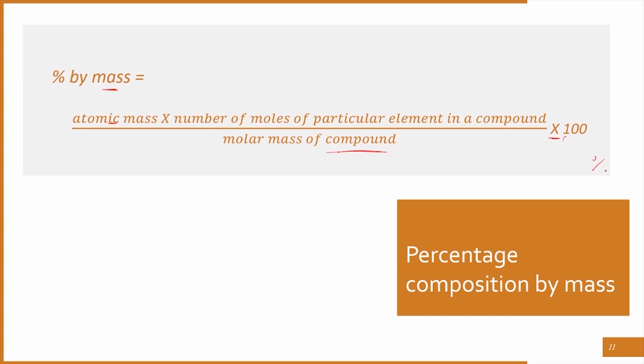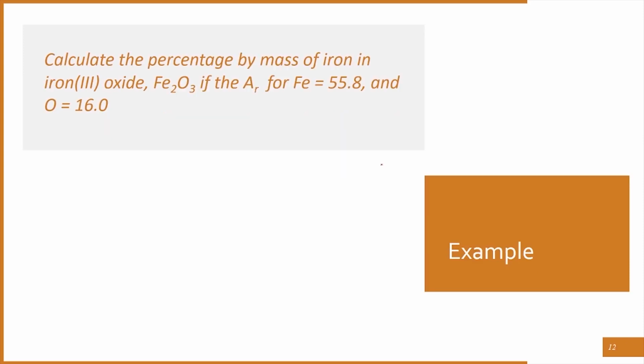Let's look at this example. Calculate the percentage by mass of iron in iron 3 oxide, Fe2O3, if the relative atomic mass value for iron is equal to 55.8 and for oxygen 16.0.